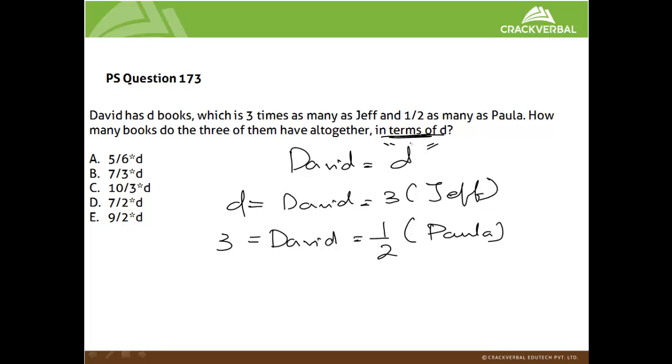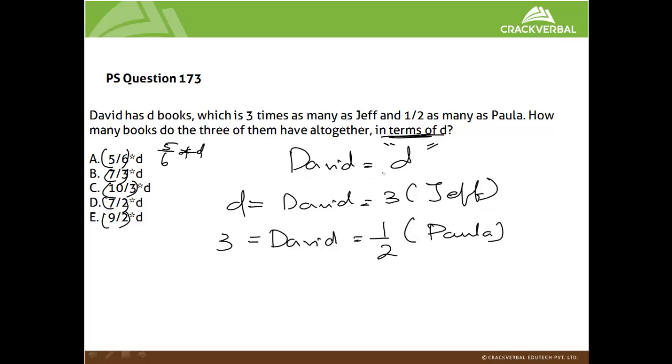In terms of D is a trigger for you to use plugin, right? So we can do the plugin a little later. Here in the answer choices they have said 5 by 6 times D. In your actual GMAT it will look like 5 by 6 into D, the fraction times D. So let's do it first algebraically.